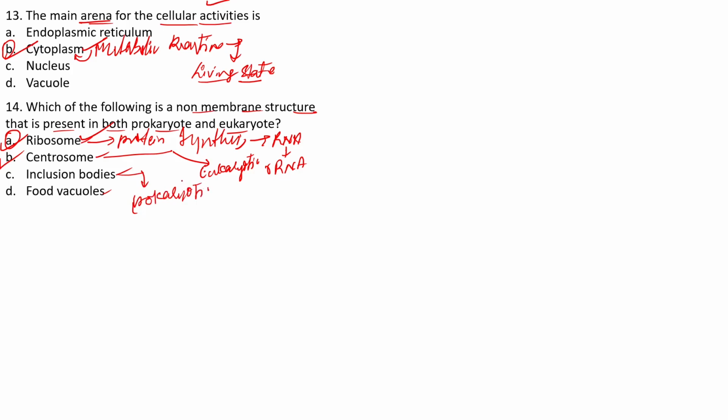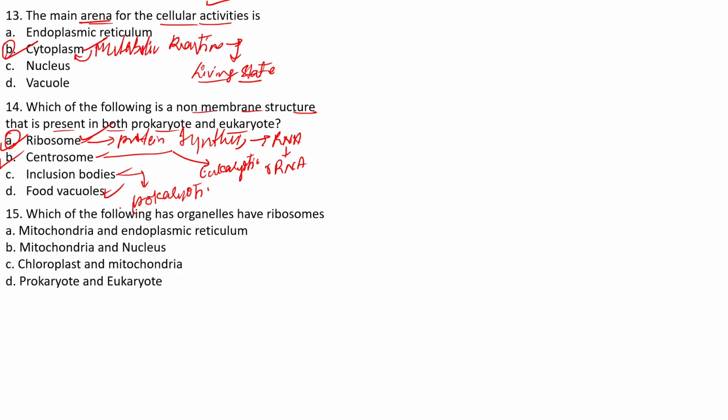Okay, we will study the inclusion bodies' function later on. And next is food vacuoles. You find vacuole-like structures both in prokaryotes and also eukaryotes, right? So according to the question, the only structure which is found in both prokaryotes and eukaryotes is what? Ribosomes.